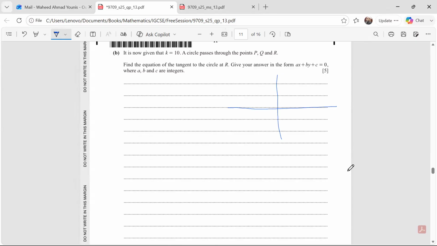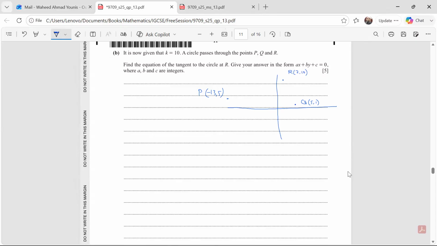Minus 3 and 5, yes. Not minus 13. Minus 13 and 5. This is point P. And then point Q is 5 and 1, somewhere here. So this is Q, which is 5 and 1. And point R is known as 2 and 10, right? So this is point R, which is 2 and 10.